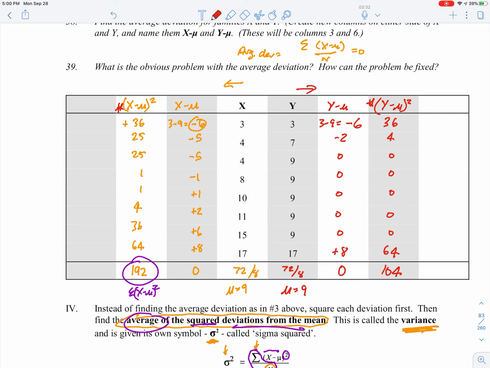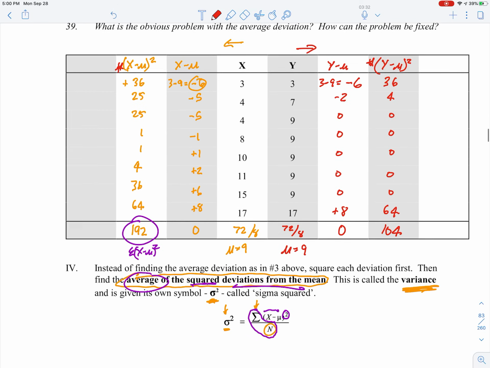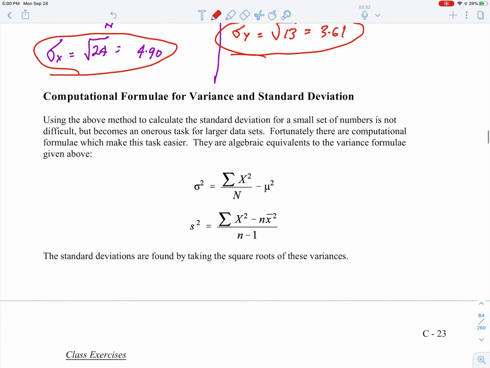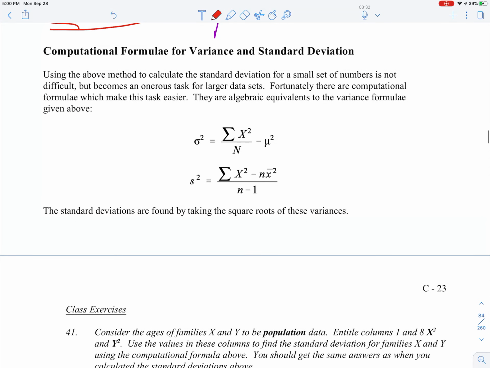But what happens if you had, say, 50 numbers, like the ages of our 50 people? That's really a pain, because you'd have to subtract off the mean, which in that case was 70, from each number to come up with a deviation, and then square each of those, and then average them out. Whew, that would take a long time. Is there an easier way to do that? Well, there is, and it's using these formulas right here.